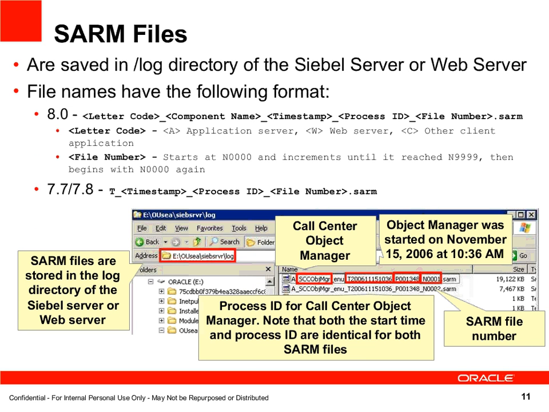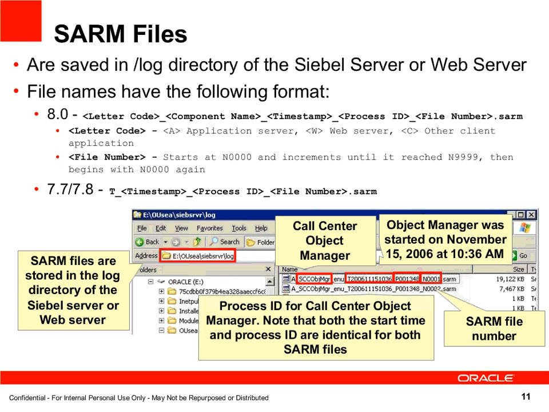Those SARM files then are stored in your log directory on your Siebel server or on the web server where you've installed the Siebel web server extension. And their file names have the following format. For 8.0, there's a letter code, and then your component name. And that letter code might be A for application server or W for web server.